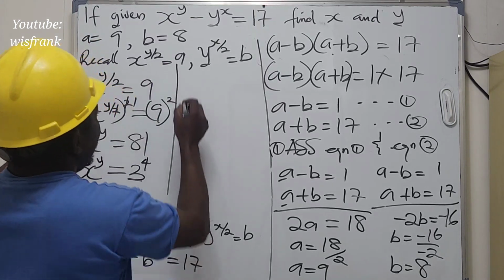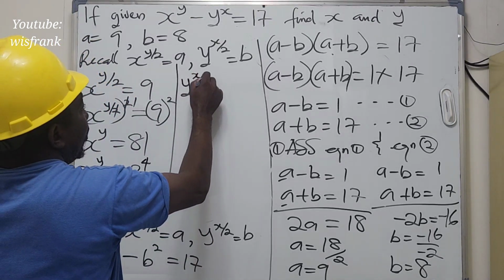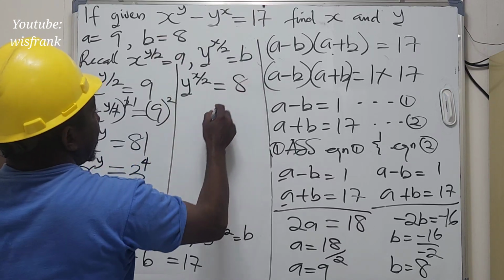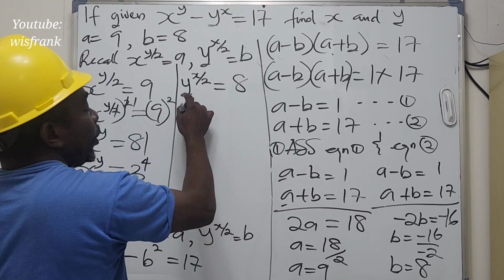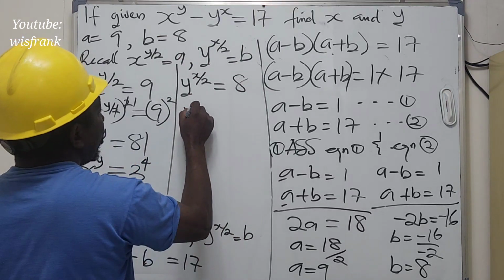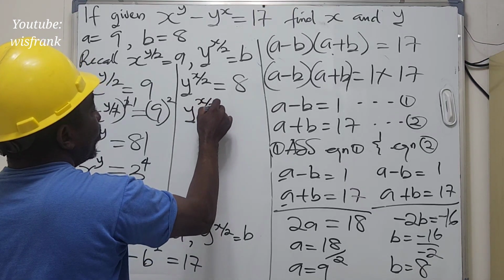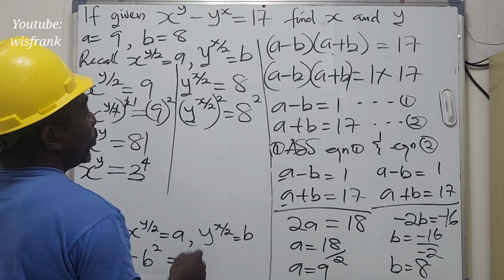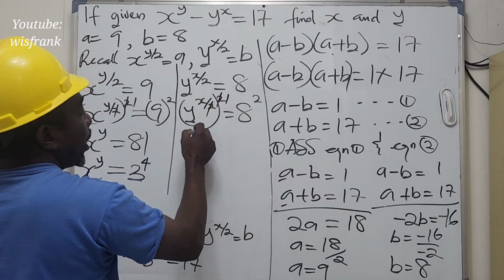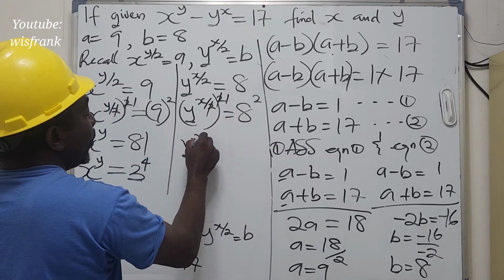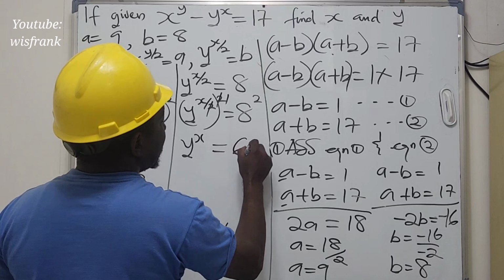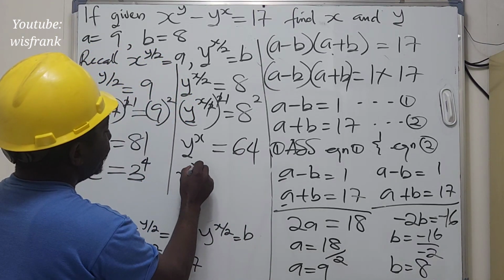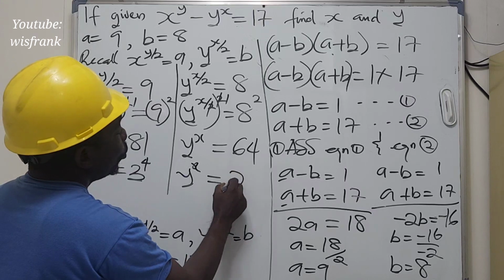So this is for this other side. Then this other side, we have y to the power of x all over 2 equals b. Our value of b equals 8. So for us to clear this, we need to square both sides. So this will become y to the power of x upon 2, all to the power of 2, equals 8 to the power of 2. So here 2 cancel here and 2 cancel here. Therefore we have y to the power of x equals 64.